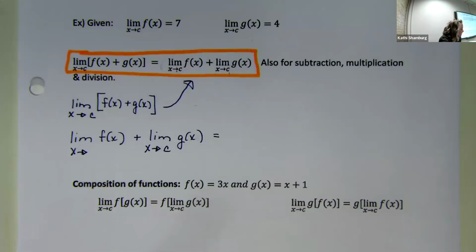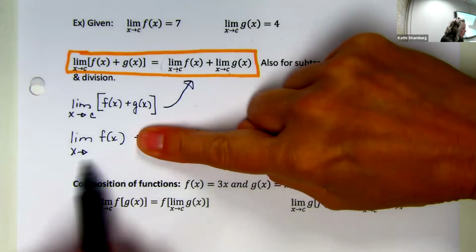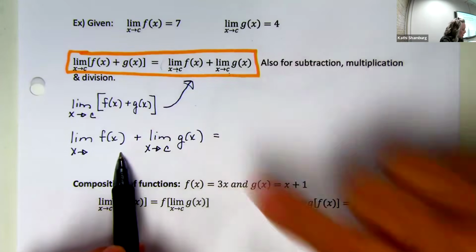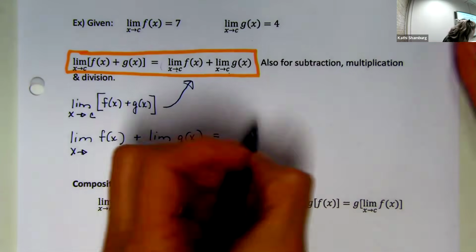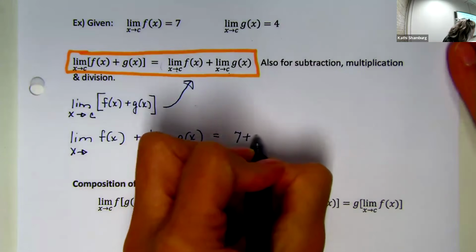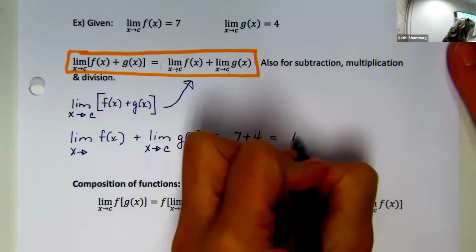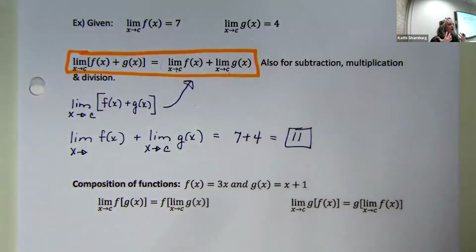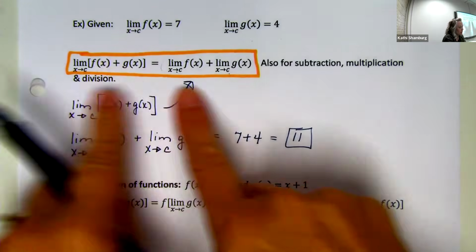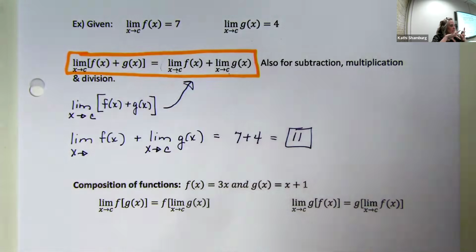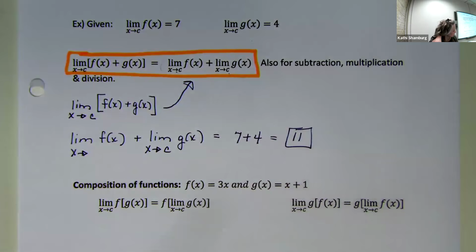So what's nice is they told us what this limit was. This is 7. This is 4. 11. But more so than the numerical answer, this is what I'm wanting you to grasp from this, because sometimes we'll need to separate those.